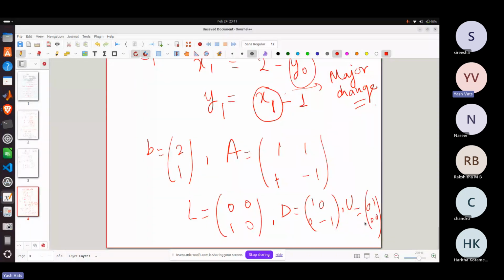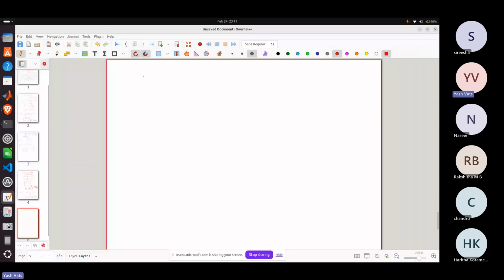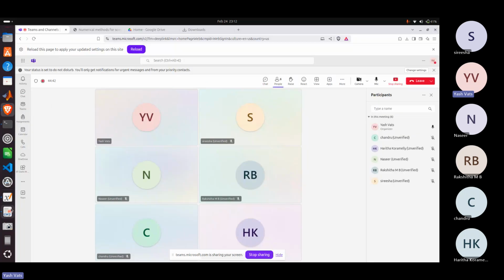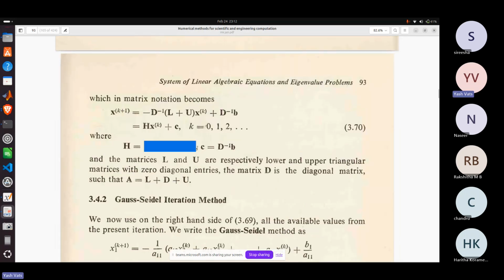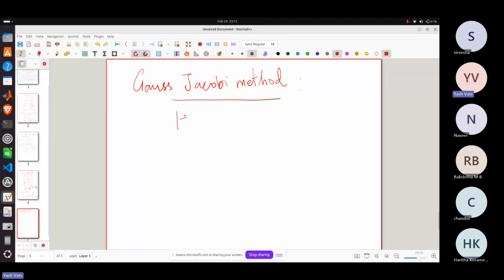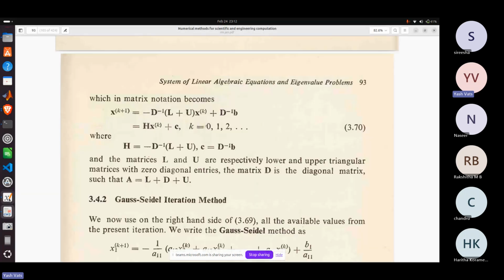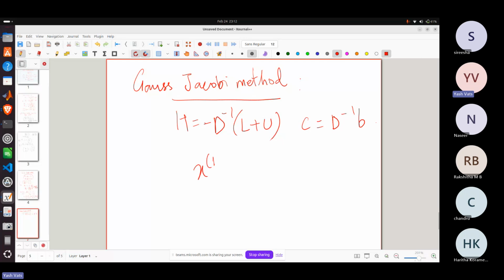Once you have LDU, I just write here. In case of the Gauss-Jacobi method, you just write this one: H is minus D inverse (L plus U), and C is D inverse B. So this reduces to this kind of system: X(k+1) is H times X(k) plus C.